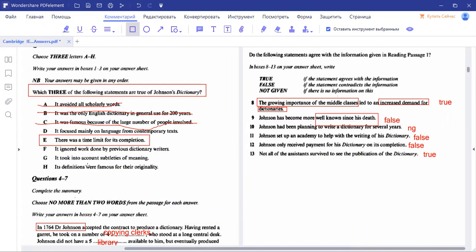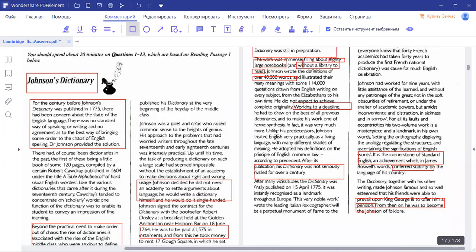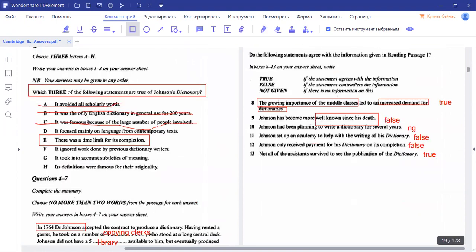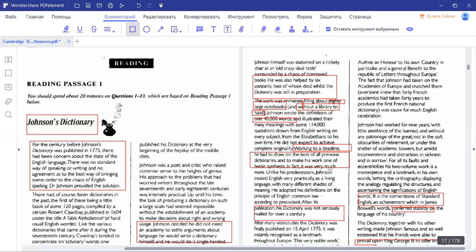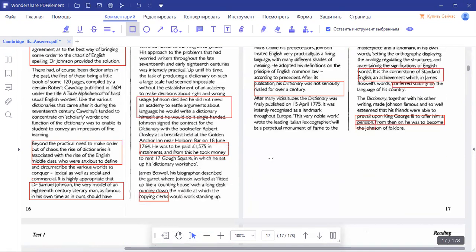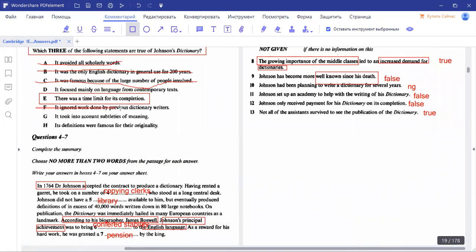It ignored work done by previous dictionary writers. No. As you can see, he had to draw on the best of all previous dictionaries. That means he had to learn from them. He didn't ignore them, like he didn't want to say, oh, I'll write my own, it's going to be unique. He had to closely look at every single dictionary. And this also gives me clarity on 'it avoided scholarly words.' No, it did not, because he read the books written by Quadri, since he drew on the best of all previous dictionaries. That means it did not ignore.